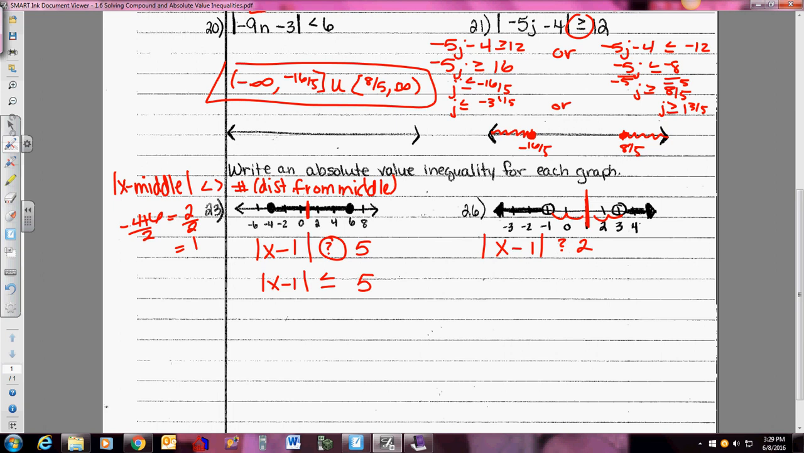So to pick the inequality, first of all, is this and or or? This is an or graph because it goes in opposite directions. So it's either going to be this one or it's going to be this one. Greater than or equal to. Are these open or closed? Open. So we pick greater than. Absolute value of x minus 1 is greater than 2.